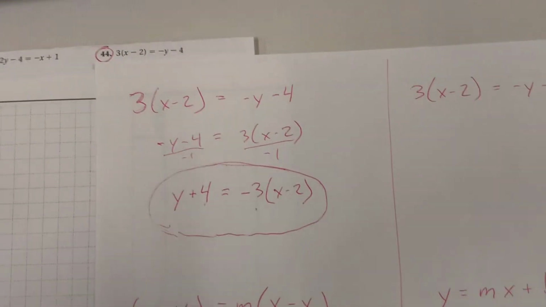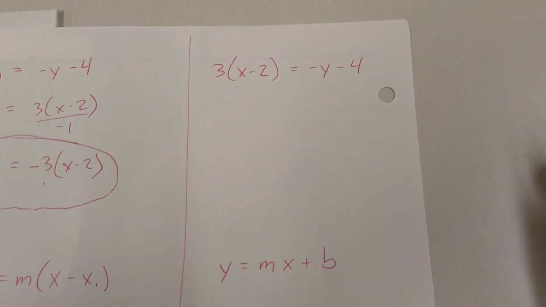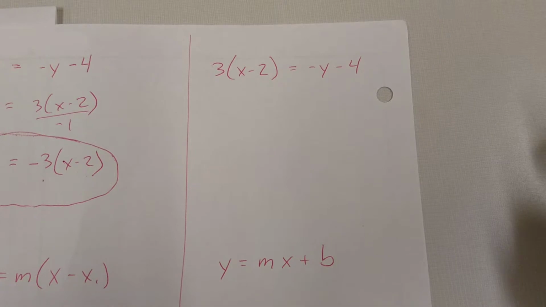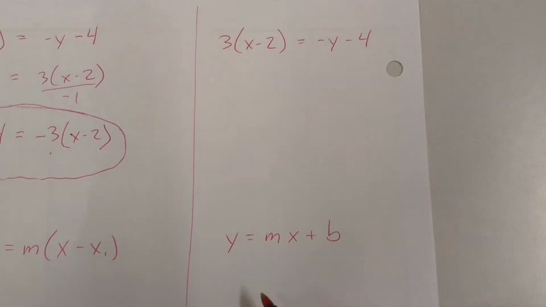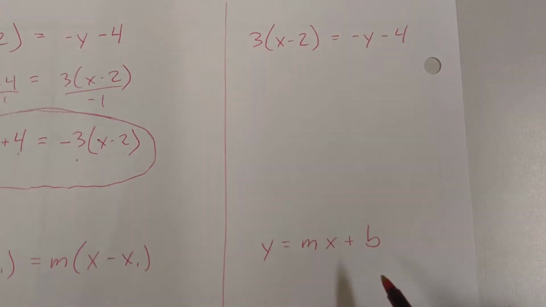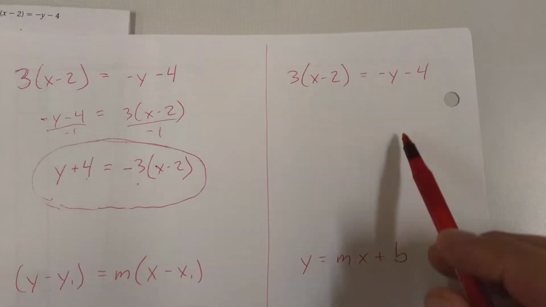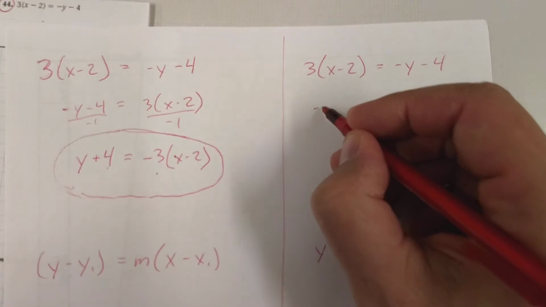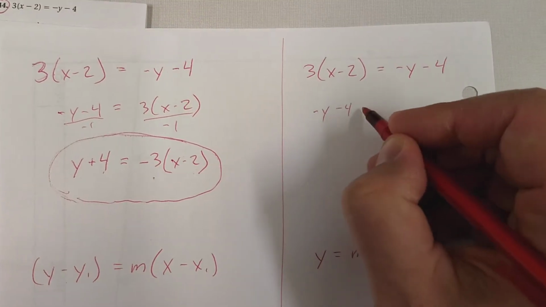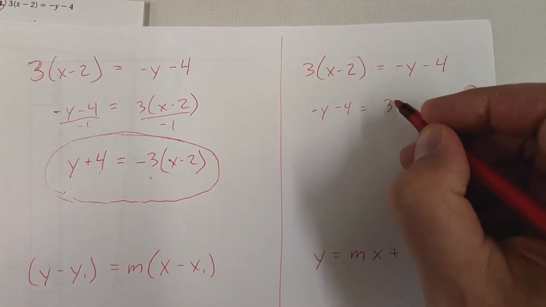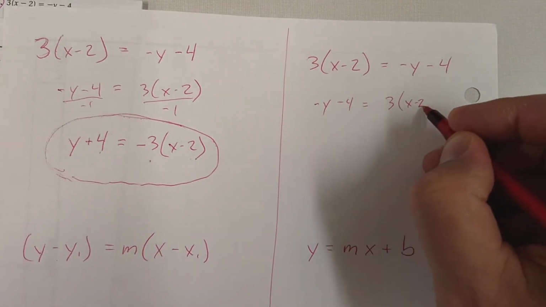The other option that I told you about was to put it into y-intercept form. If I was going to do that, again, I've got my y's on the left, my x's on the right, so I'd probably just start by flip-flopping that. We'll call that negative y minus 4 on that side. Bring the 3 times x minus 2 on the other side.